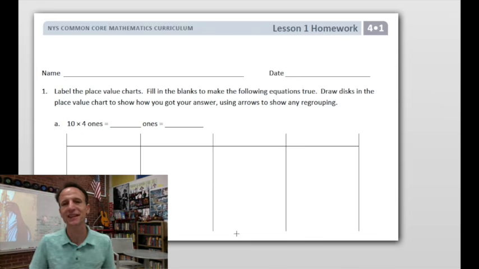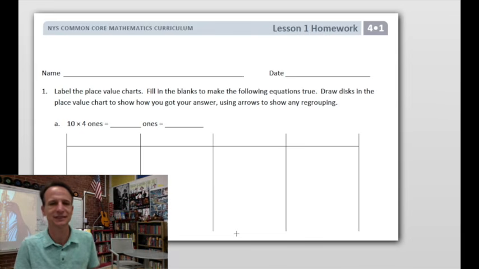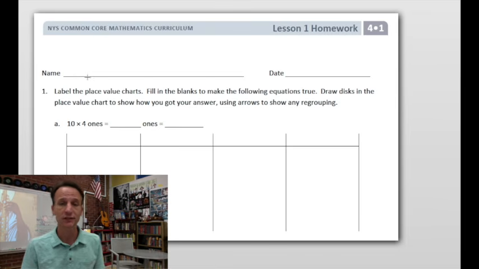Homework time is here. Here we are, Module 1, Lesson 1. Let's dive right in and get some homework rolling here.